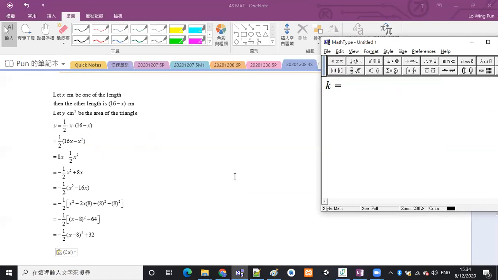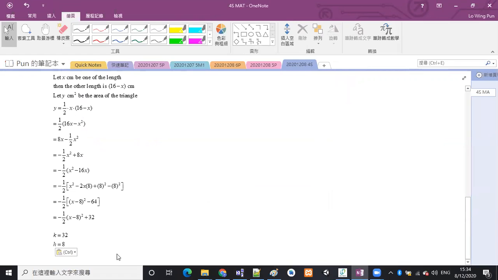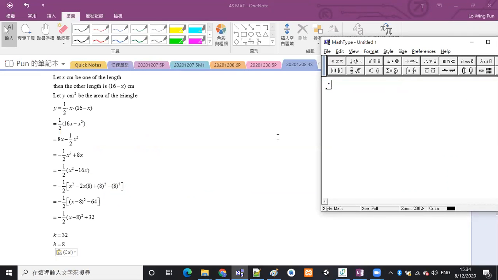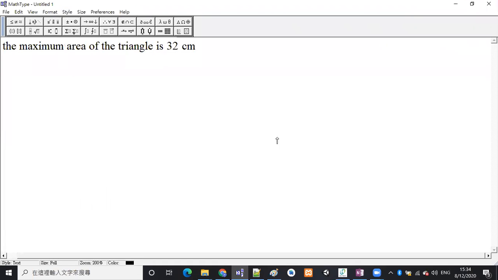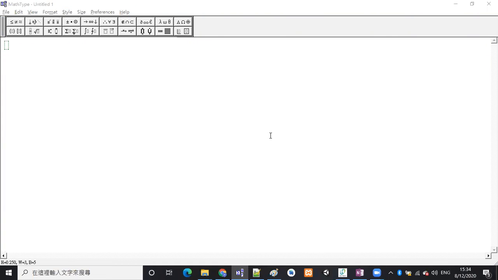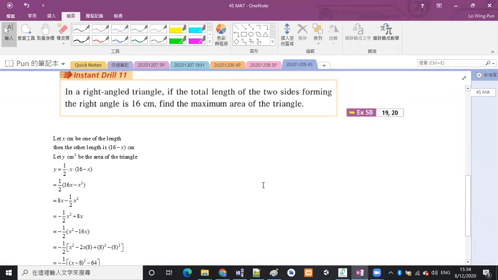So we know that the k value is equal to 32 and the h value is equal to 8, but you do not need to write down the h value and k value in your solution. Okay, and then you just write down the maximum value area. Therefore, the maximum area of the triangle is the k value. So that is the 32 cm squared.